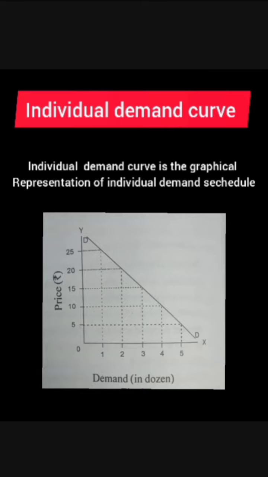Individual demand curve is the graphical representation of individual demand schedule. In this graph, the x-axis measures the quantity demanded and the y-axis measures the price per dozen of mangoes. When the price of mango is 5 per dozen, 5 dozen mangoes are demanded. Similarly, when the price of mangoes is 10 per dozen, only 4 dozen mangoes are demanded. From this, we can understand that as the price of the commodity increases, the demand for the commodity decreases in the individual demand curve.